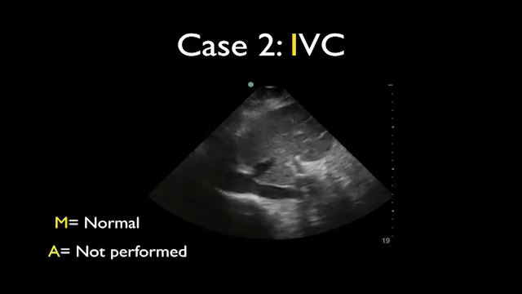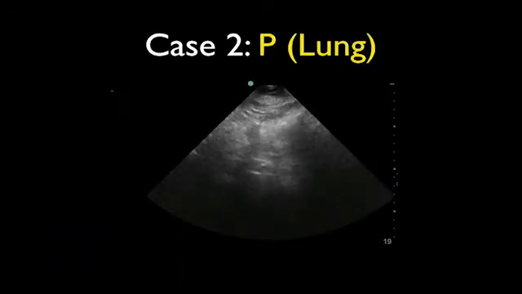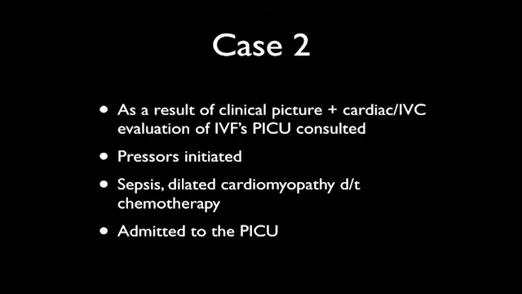So in this case, M was normal and aorta wasn't done. And then if you need more evidence, you can look at the lung and you can see a bunch of B lines are forming. So you have poor contractility, your IVC is nice and full, you're not going to give more fluids, and you need inotropic support.